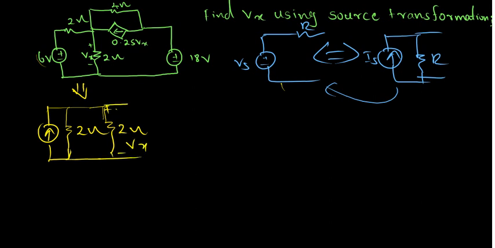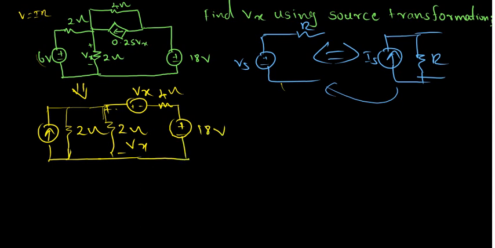And here, look at this. This is a current source in parallel with a resistor, so we change it into a voltage source. The arrow is here, so I put positive here. V is equal to IR, so V is equal to 4 times 0.25 Vx, which is Vx. Oh sorry, I need to put the resistor here. This is 4 ohms and 18 volts.